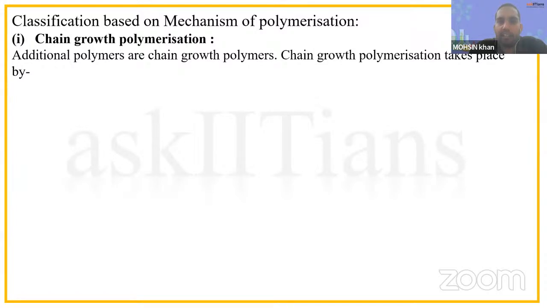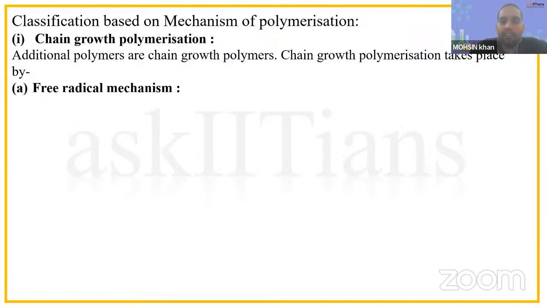Basically, we form the addition polymers by the chain growth polymerization. Addition polymers are chain growth polymers. Chain growth polymerization takes place by free radical mechanism. So we will produce a free radical and then proceed with the polymerization. The free radical mechanism, or addition polymerization, occurs in 3 steps.